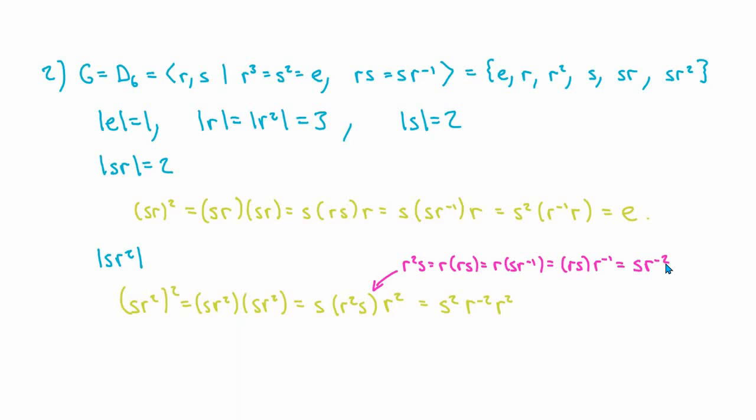Now, as you can imagine, the same thing holds if you have r to the n s in a dihedral group. r to the n s turns out to be the same as s times r to the minus n. So using this fact here, just as before, we find that sr squared squared is the identity element, which allows us to conclude that the order of this element is 2.